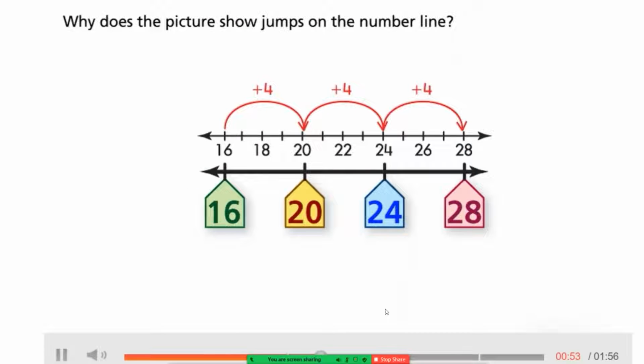Why does the picture show jumps on the number line? All right, so the jumps that we're seeing on the number line are how many spaces we're moving forward. So in this case, we're making jumps in groups of 4. So we're adding 4 each time. And to find the next 3 house numbers, we started our first one, then we make 1 jump, 2 jumps, and then 3 jumps. So we started at our original number. 16 plus 4 gave us 20. 20, we made another jump on that number line, plus another 4 gave us 24. Another jump on that number line, plus another 4 gave us 28.